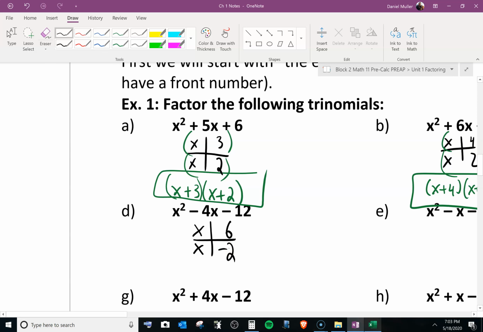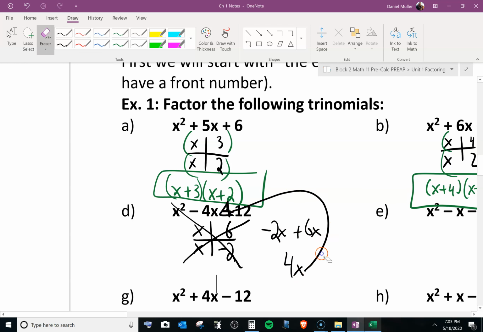I don't know. This is why this is a guess and check method. I'm just guessing. So the left side, x times x is x squared. The right side, negative 2 times 6 is negative 12. My diagonals, negative 2x and positive 6x, and if I add those together, I have positive 4x. Oh, that's close to what I want, but I want a negative 4x.